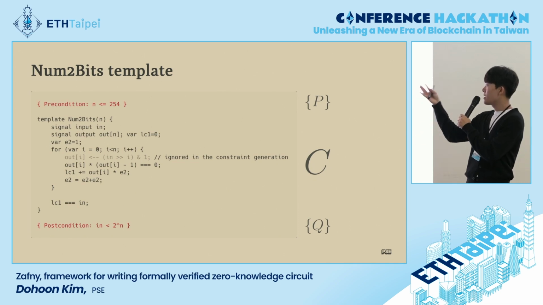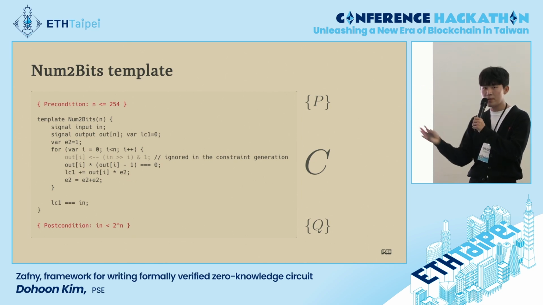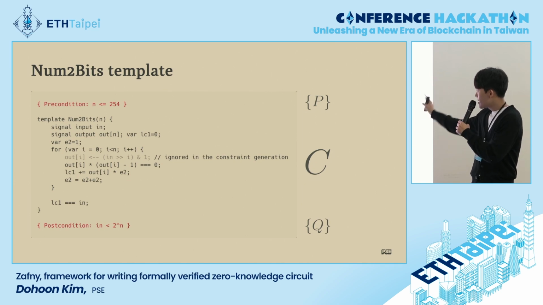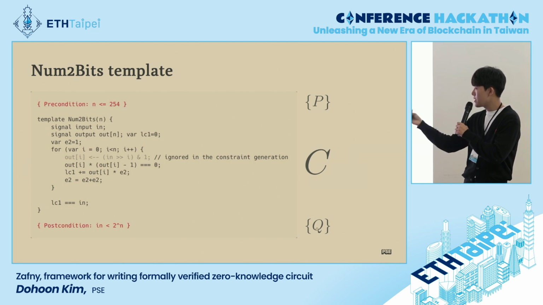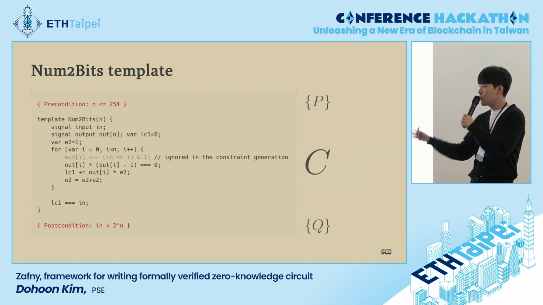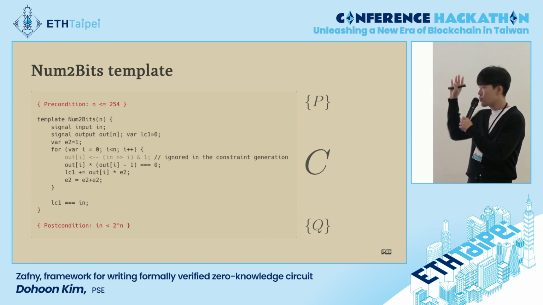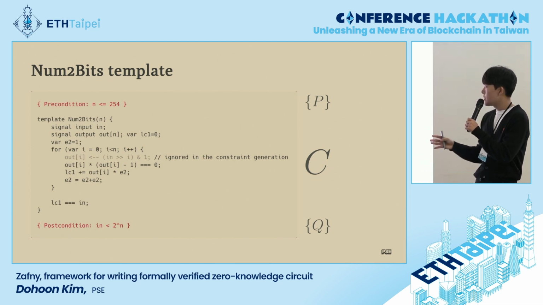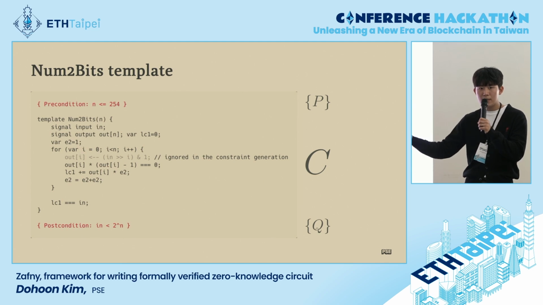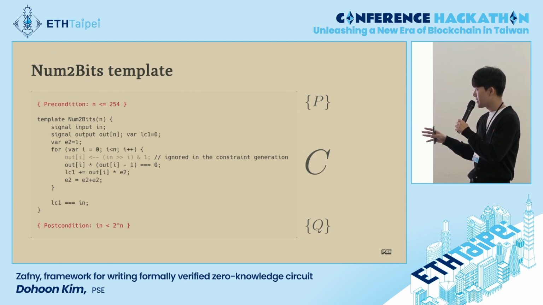So we have a precondition that n is less than or equal to 254. That is based on some other facts, and this template becomes a program. And the postcondition becomes that the input should be smaller than 2 to the power of n. It says that if P is true, and after C executes, then Q becomes true. Actually, this Num2Bits template is not itself an executed program, but let's just imagine that this is a program.